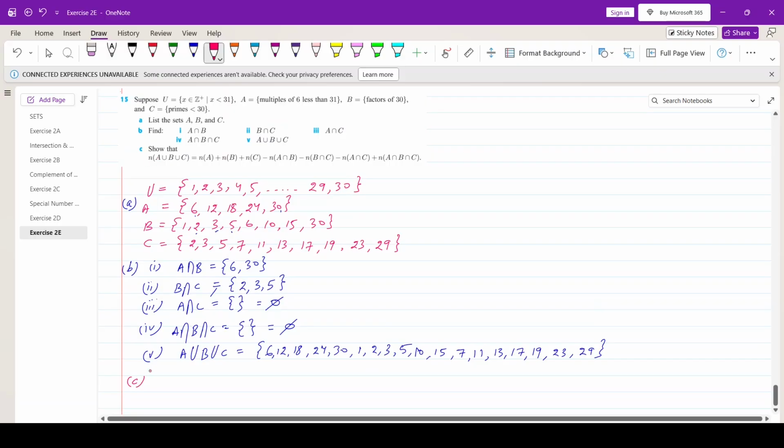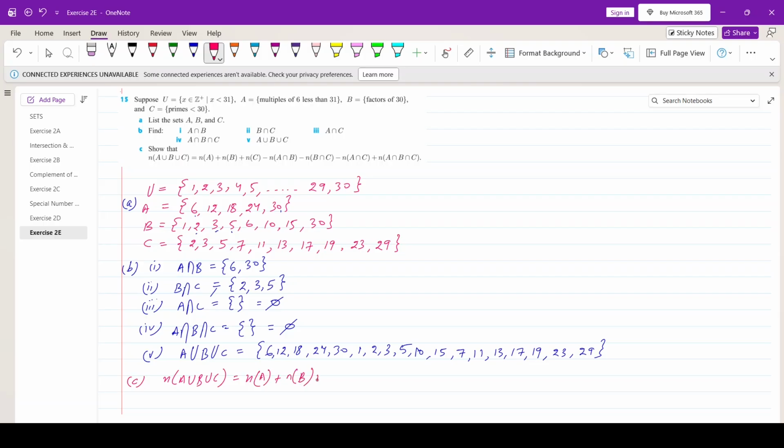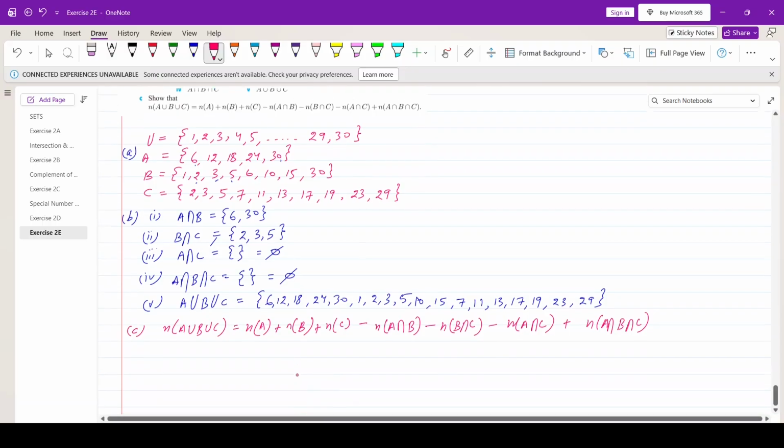Part C says show that number of elements in A union B union C is equal to number of elements in A plus number of elements in B plus number of elements in C minus number of elements in A intersection B minus number of elements in B intersection C minus number of elements in A intersection C plus number of elements in A intersection B intersection C. So this is what we have to show.